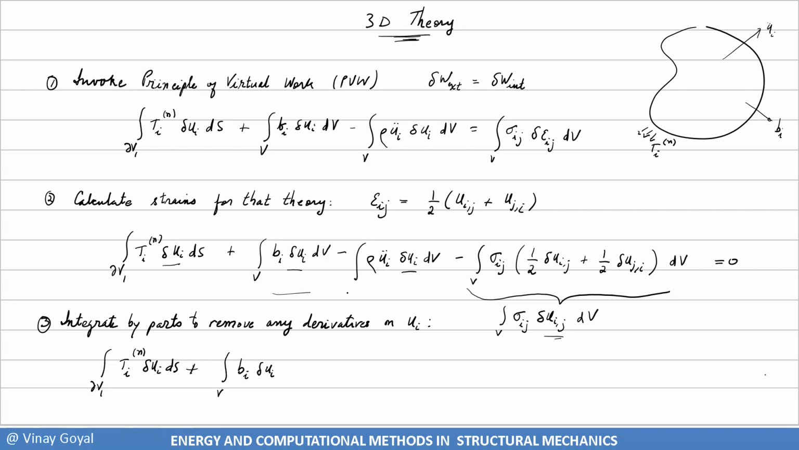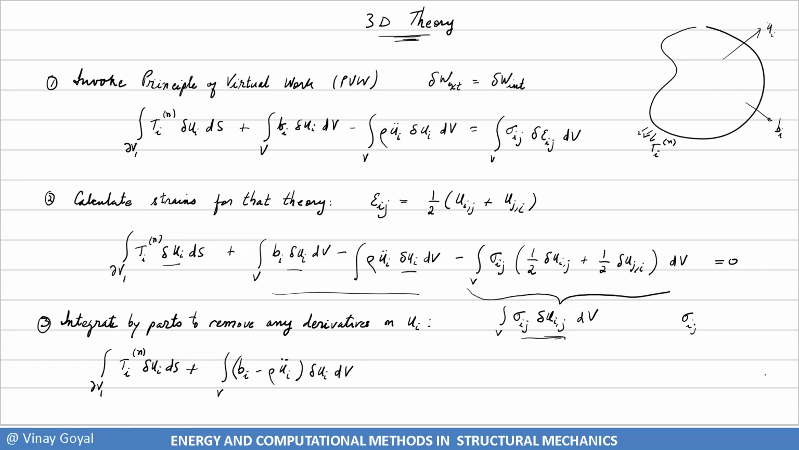And I'm going to combine these two terms if that's okay, because I can. There's nothing going on there. Minus rho ui double dot del ui dv. And now I'm going to integrate this by parts. And you learned how to integrate by parts because we've done it over and over and over. And I think I'll just do it here so you can see it one more time.